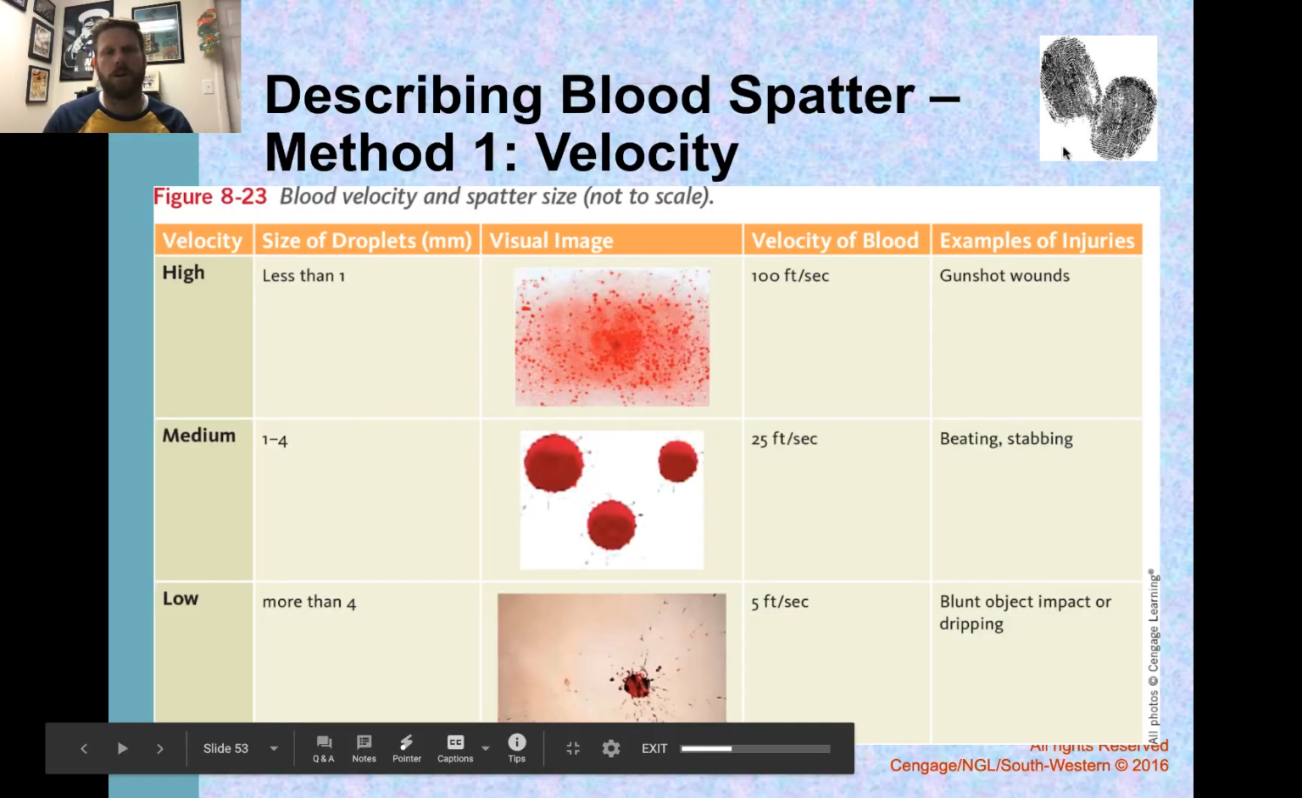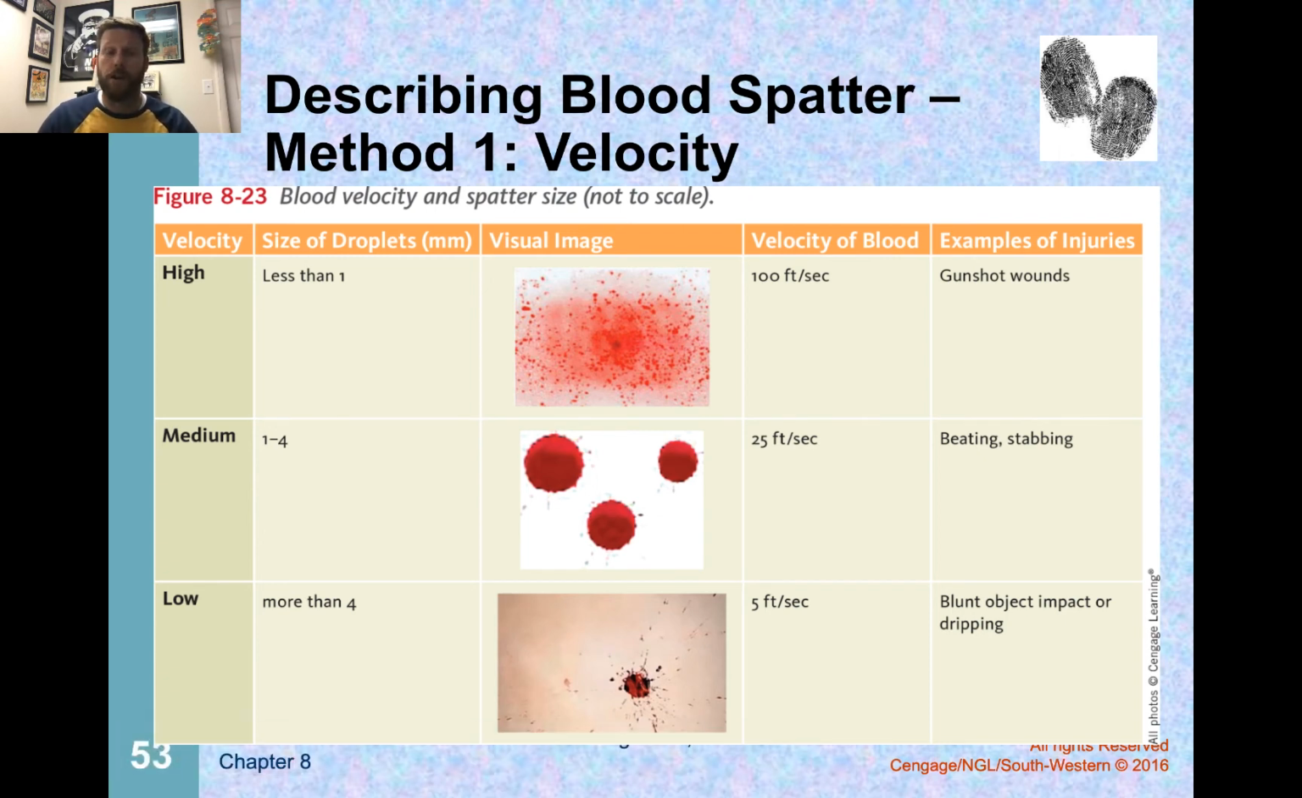Now, another thing we want to do with a blood spatter pattern, besides use it to find your area of origin, is describe the blood spatter pattern. From the blood spatter pattern, you can determine maybe how violent the crime was. One way we can describe the blood spatter pattern is based on velocity. If it's a high velocity impact that causes the blood to spatter, you're going to get really small droplets, less than 1 millimeter. These are objects that struck the suspect at 100 feet per second, like a gunshot wound.